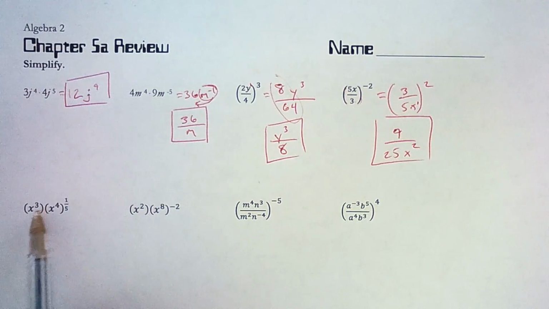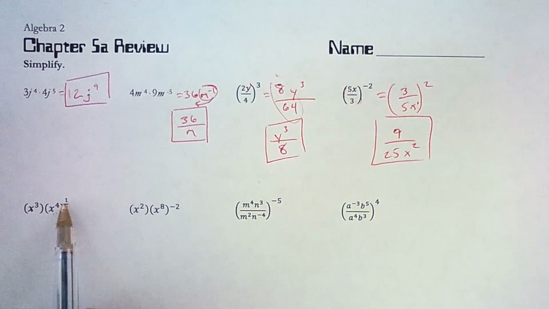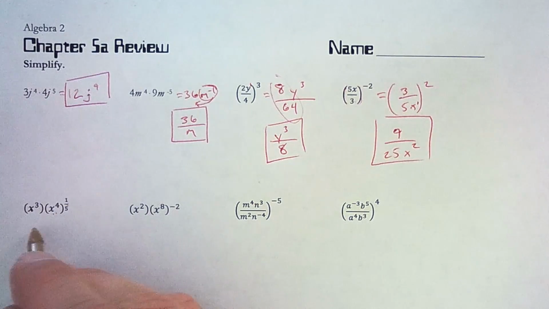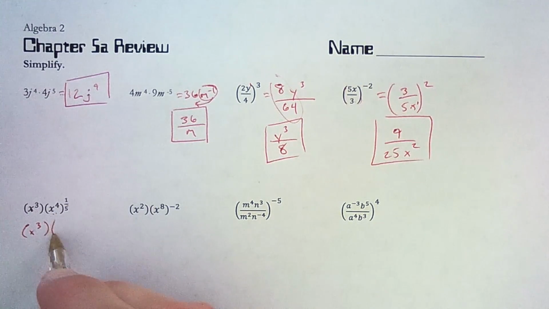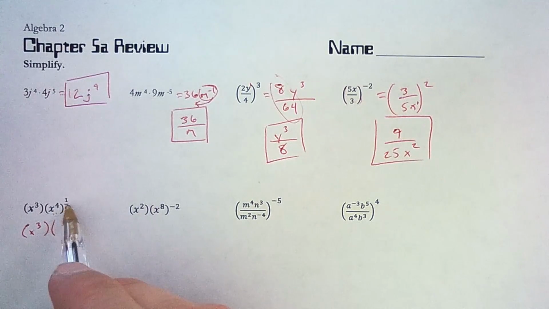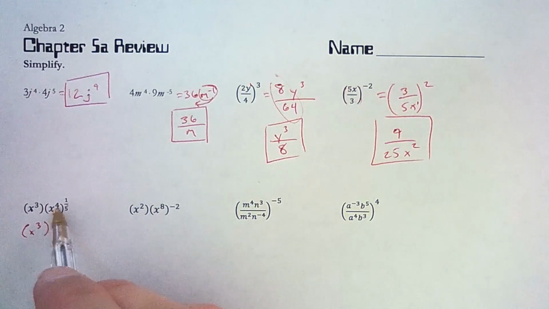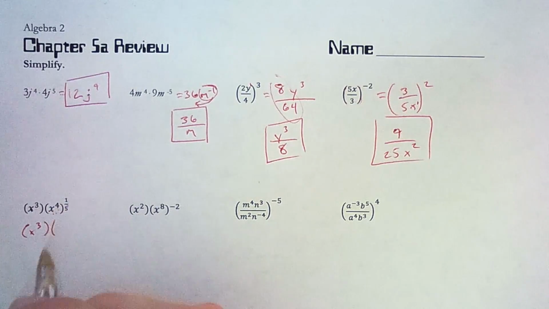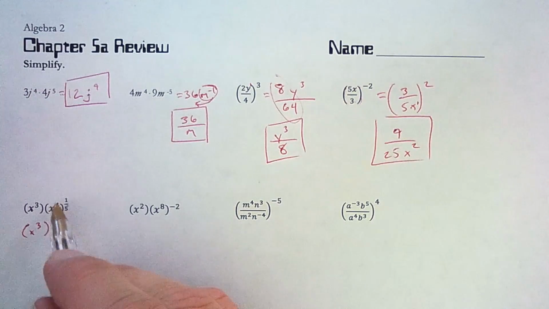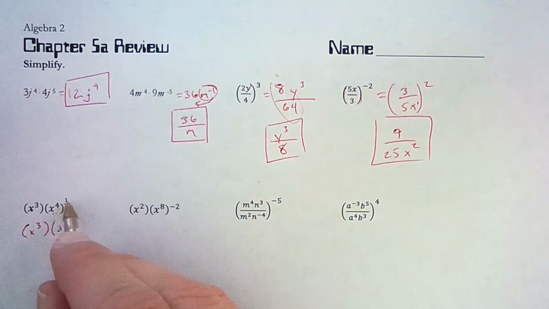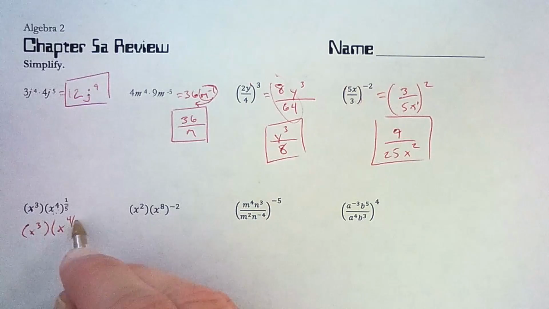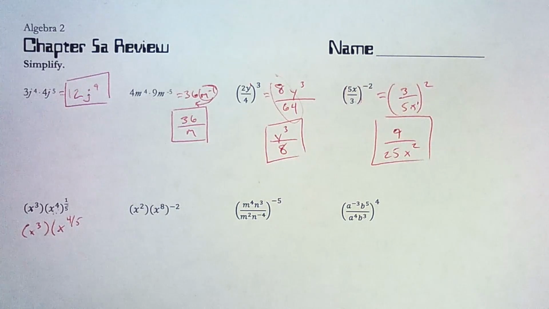Here we are going to multiply these, but first we've got to take care of that exponent. By order of operations, that has to happen first. So x cubed will stay as it is. Then we are going to multiply these exponents. When we're raising a power to another power, we multiply the exponents. So that is x to the 4 times 1/5 or 4/5 power.